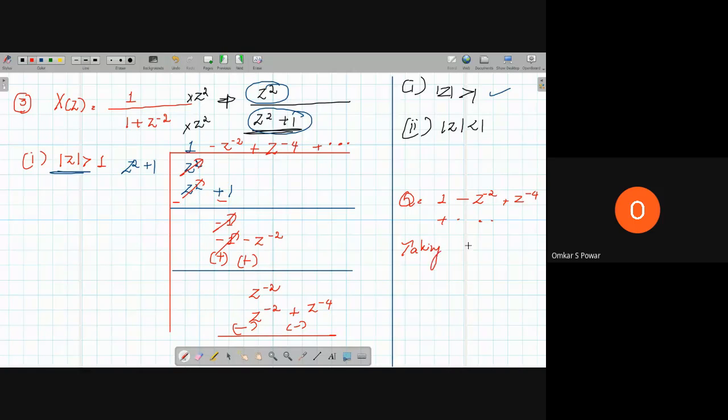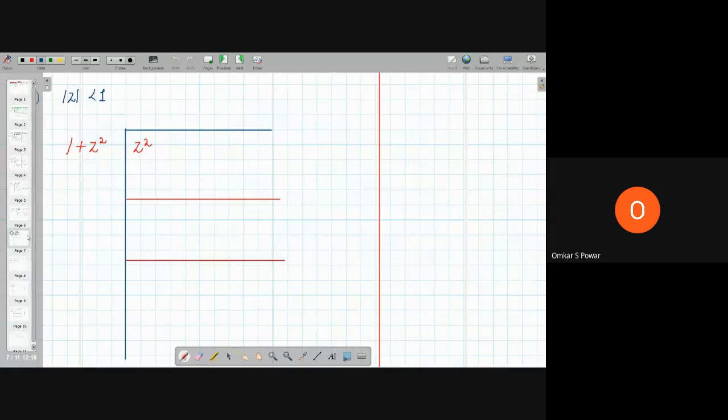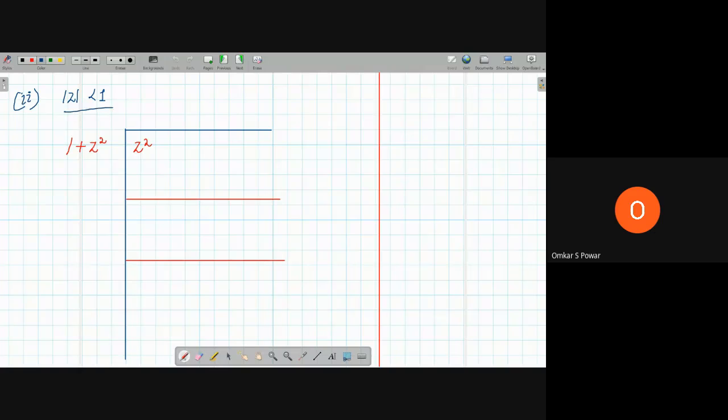Taking the inverse, what we will get here is del of n minus del of n minus 2 plus del of n minus 4, and so on. So this is our first condition, mod z greater than 1. What is our second condition? Mod z lesser than 1. So let me go to the second condition, mod z lesser than 1.